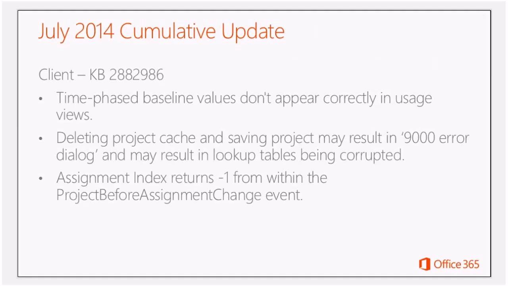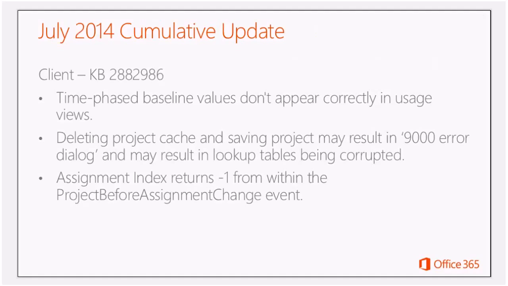On the client side, this first one right here is a regression from, I believe, a fix we did in the April cumulative update. So let's suppose that you've set a baseline in your project. So for the baseline, you look at the time phase baseline values, and maybe on a Tuesday you see 8 hours of work, and then maybe on a Wednesday you see 7 hours of work. Okay. Later on, you decide to set a new baseline, so you set baseline 1. And maybe those values are totally different. Maybe they don't even exist.